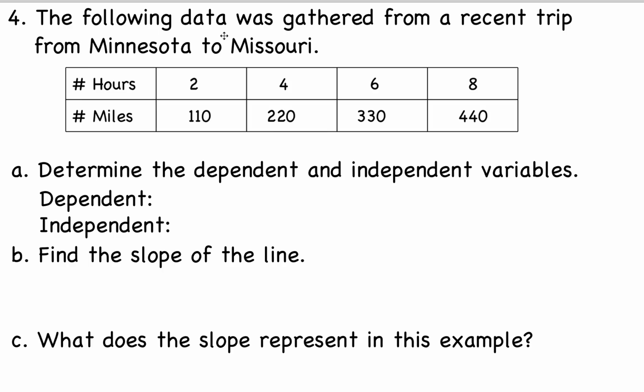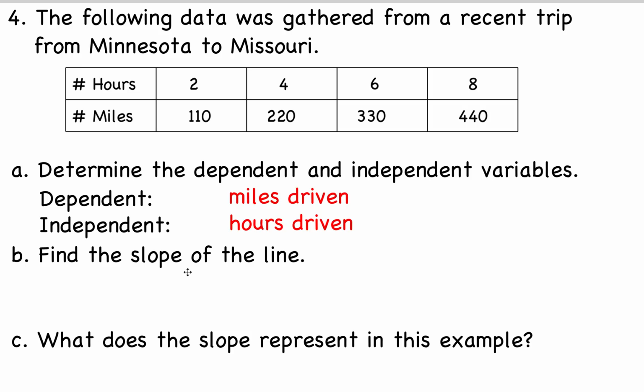Here's another example. The following data was gathered from a recent trip from Minnesota to Missouri, and there are some hours and some miles. So we want to figure out what are the dependent and independent variables. Does the number of hours you drive depend on the number of miles, or does the number of miles you cover depend on the number of hours you drive? Well, this one's a little bit confusing, but the dependent variable is the number of miles you drive. How far you drive depends on how many hours you've been driving. So time is almost always independent, as usual.